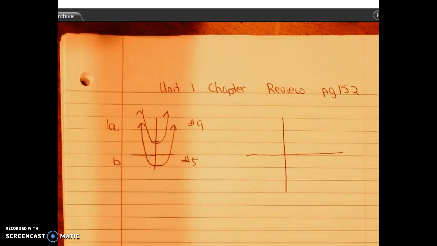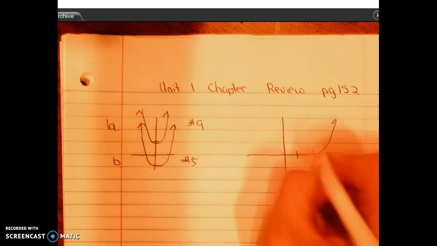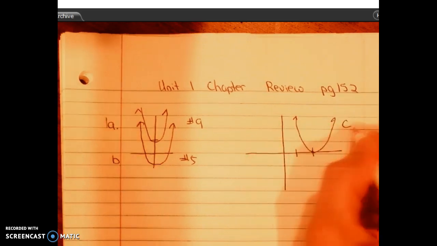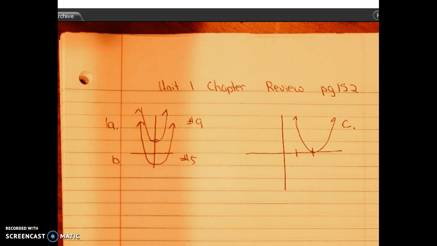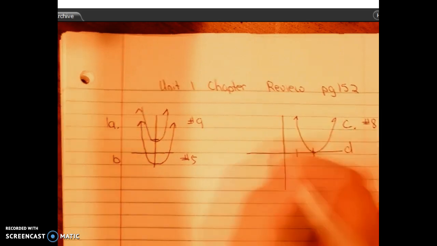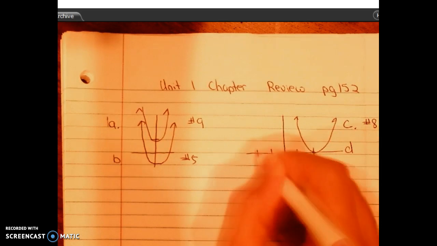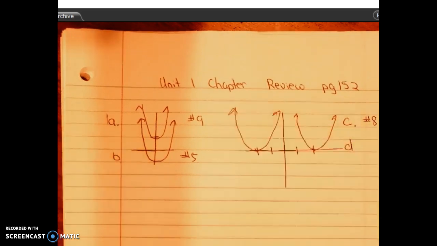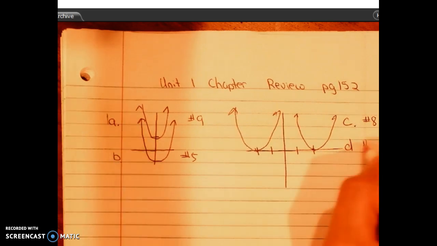So if you look at C, it's going to go right 2. And again, it's a parabola. So let's scan through those. That looks like it corresponds with number 8. We take a look at letter D. It's going left 2. Again, scanning through our options, corresponds with number 1.